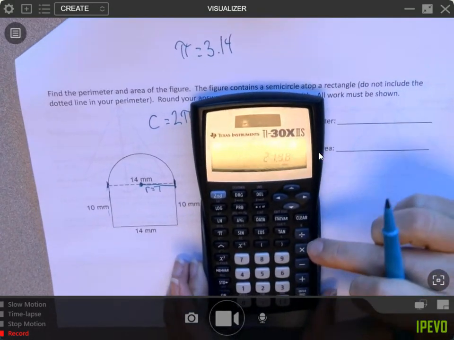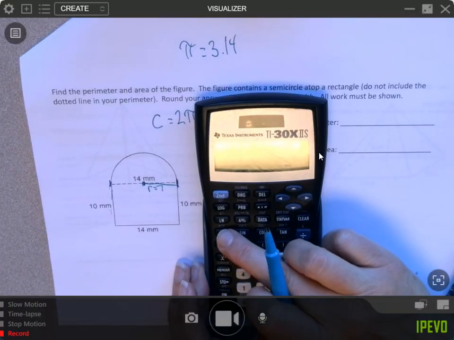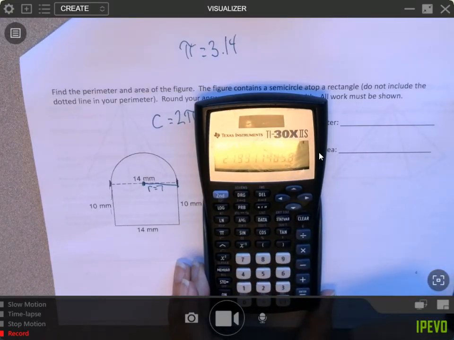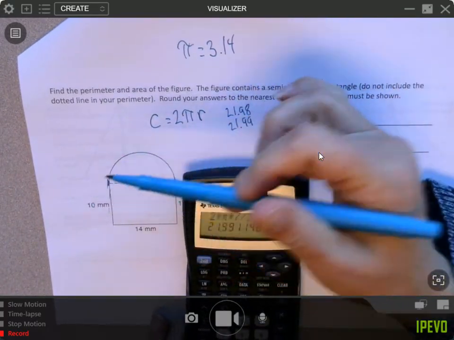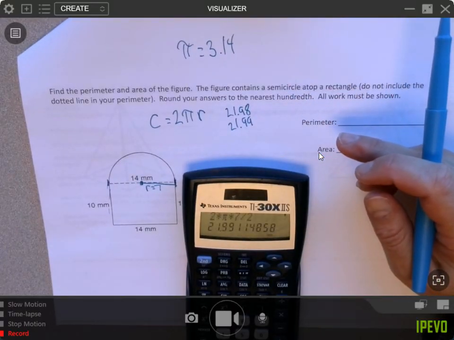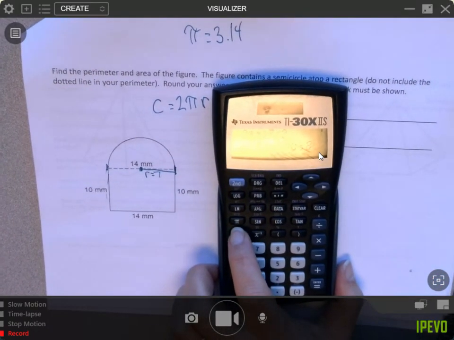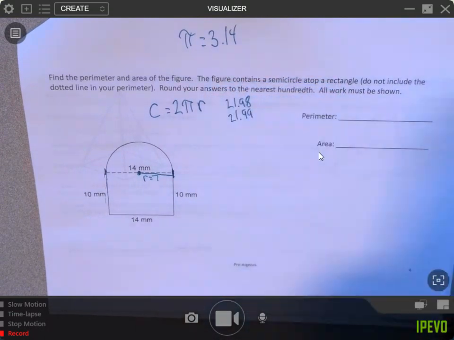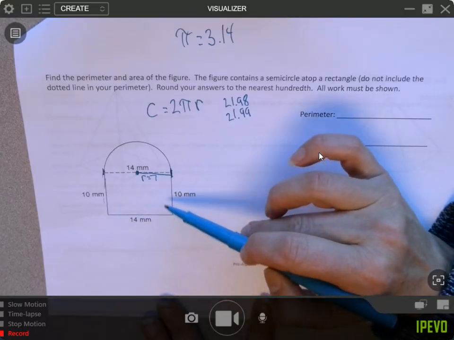The other way that we could solve this is I could say 2 times the pi button times 7, and I'm going to divide it by 2, and that gives me 21.99 for that semicircle. So it's slightly different. I always put both answers, so I know if people use the 3.14 when they're multiplying, or if people just want to press the pi button instead of typing in 3.14. You can do it either way. Okay. So you need to find the circumference of the half circle, add it to your rectangle.